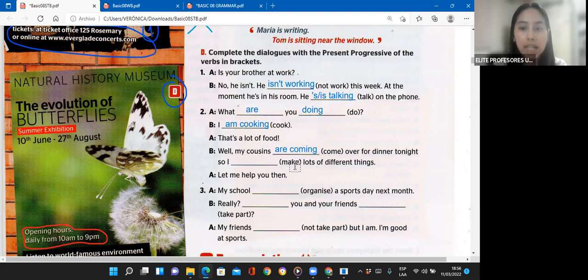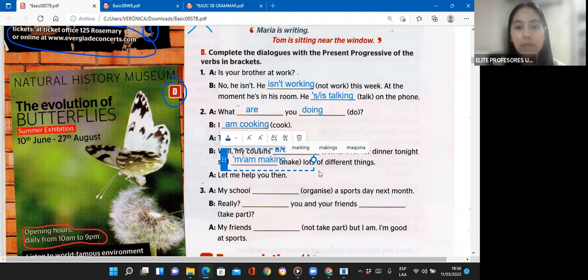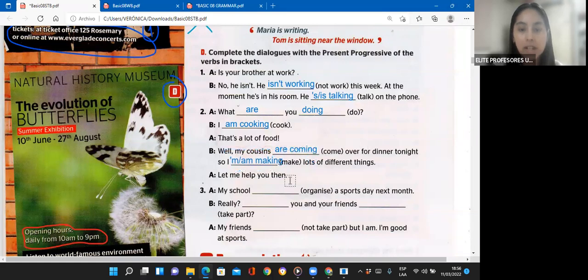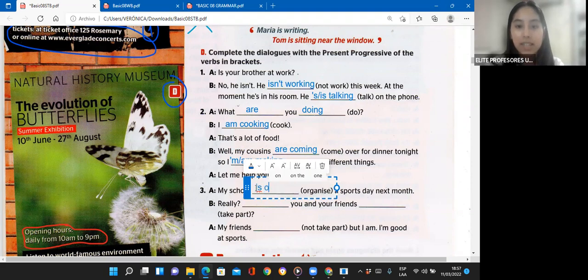So I am making lots of different things. Let me help you then. Three, my school is organizing a sports day next month. It's organizing. Okay, I have something to put here.